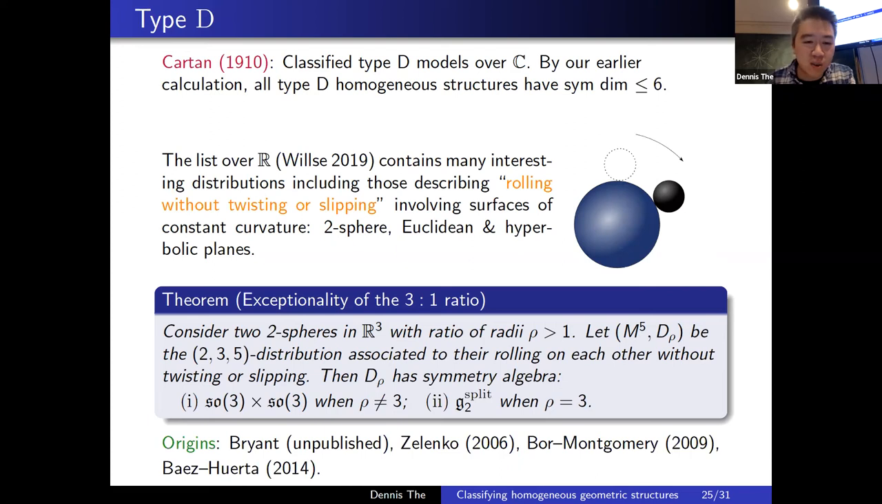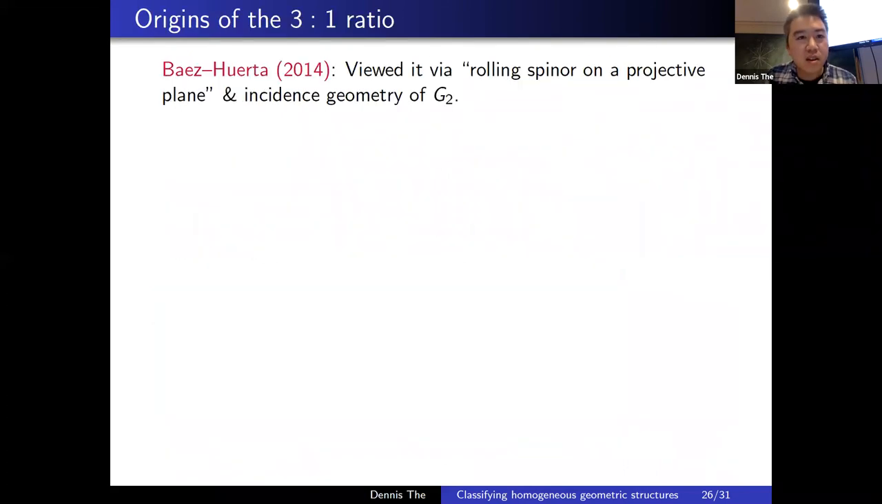Okay, so the origin is traced back to some unpublished work or remark of Bryant. Igor Zelenko was probably the first to prove this in his paper in 2006, followed by Bor and Montgomery in 2009, and lastly looked at by John Baez and John Huerta in 2014. A few more words about the origins here of the 3-to-1 ratio. In their paper in 2014, they remarked that G2, the Lie group, actually doesn't act on this rolling configuration space. It's actually a double cover that you have to pass to. And so it's best viewed in terms of a rolling spinner on a projective plane and via incidence geometry of G2.